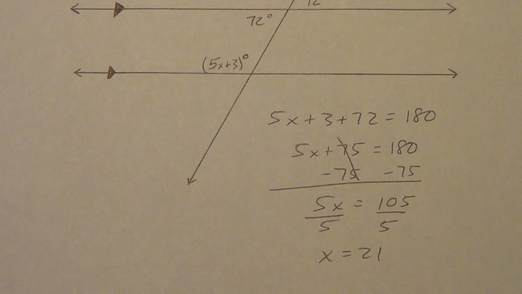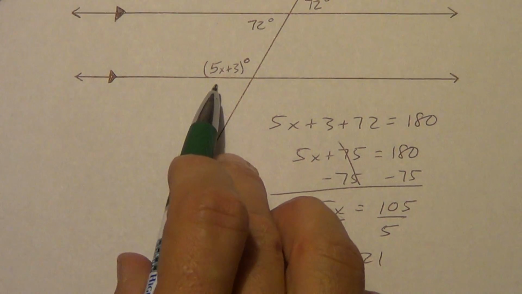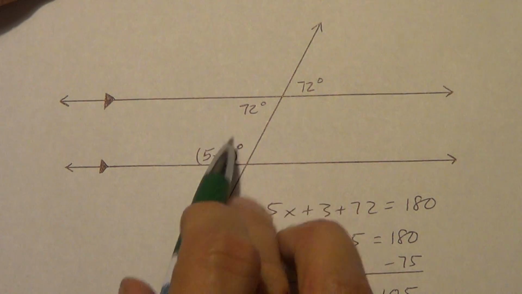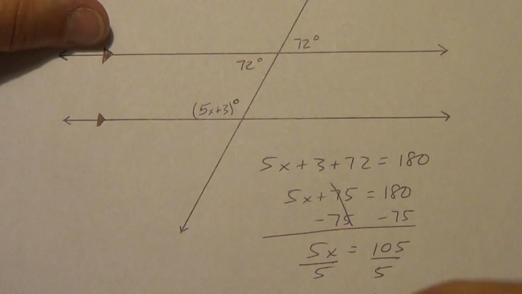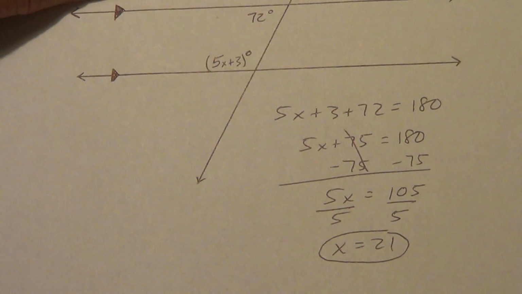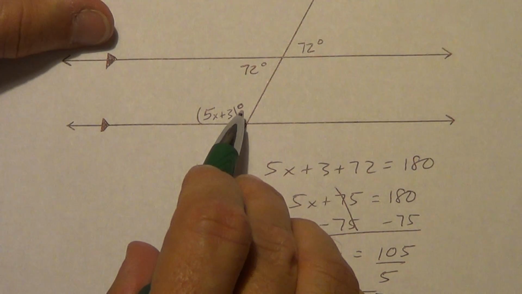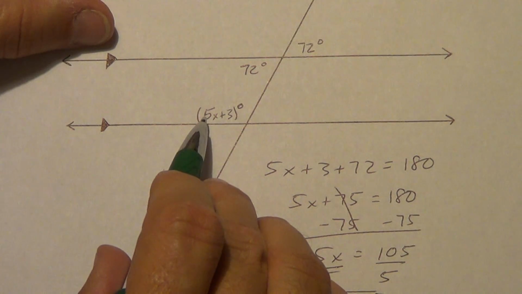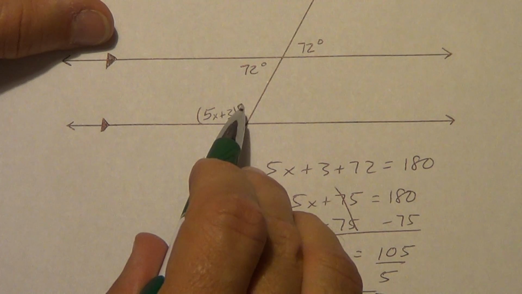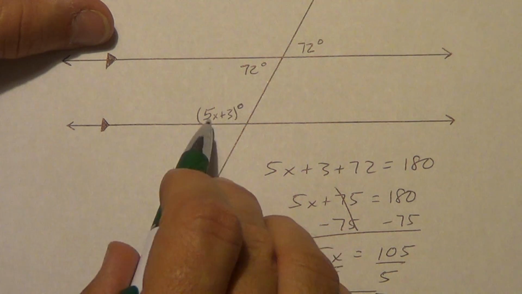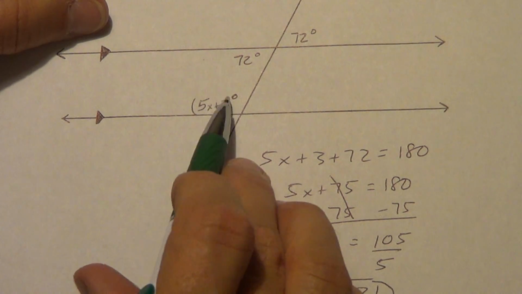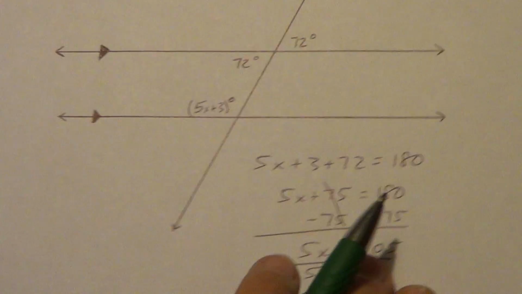Let's quickly check our answer and see if it makes sense. 5 times 21 is 105. 105 plus 3 is 108. 108 plus 72 is 180. Yep, makes sense. Once again, we do not need a label on this. My label's already right here, it's degrees. And when I put the 21 in here and do the multiplying and the adding to get 108, the degree symbol is already on the 108. I don't need a degree symbol on the x or the 21, because then I'd have 2 degree symbols on the same angle.